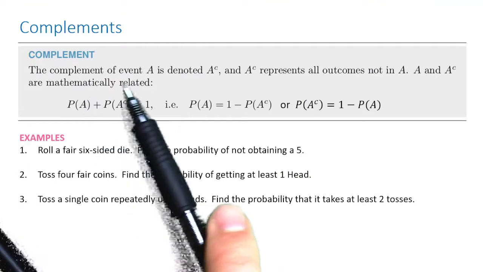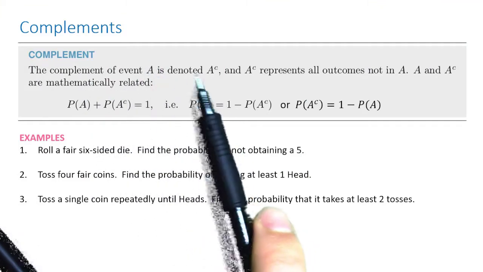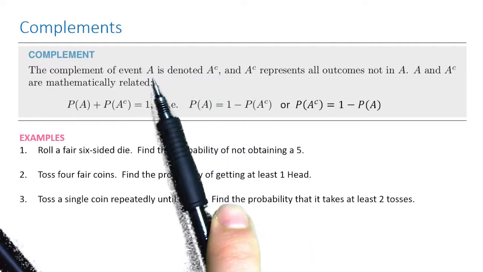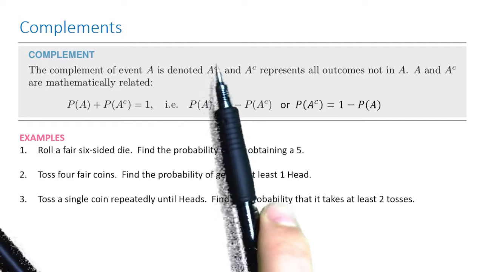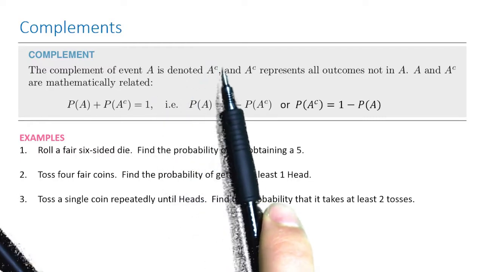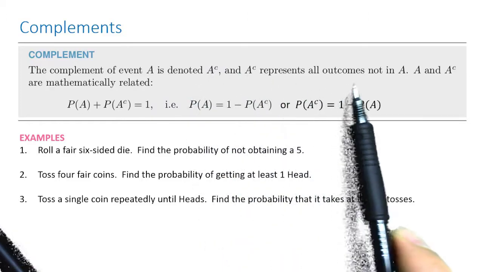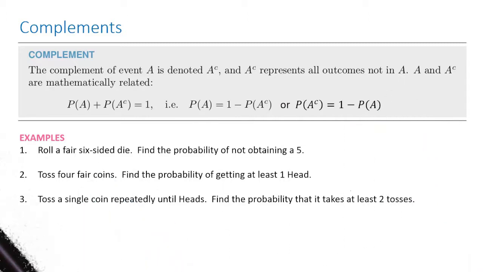The complement of an event is denoted by A. So if the event is named A, then the complement is denoted A with a superscript C. If the event was E, the complement would be E with a superscript C. Right? So we use the superscript C to denote a complement. And what does that represent? It represents all of the outcomes that aren't in A. And so it's the opposite of A.